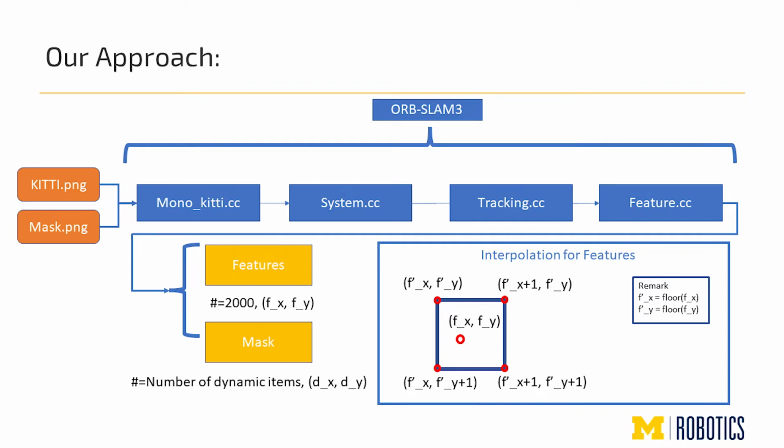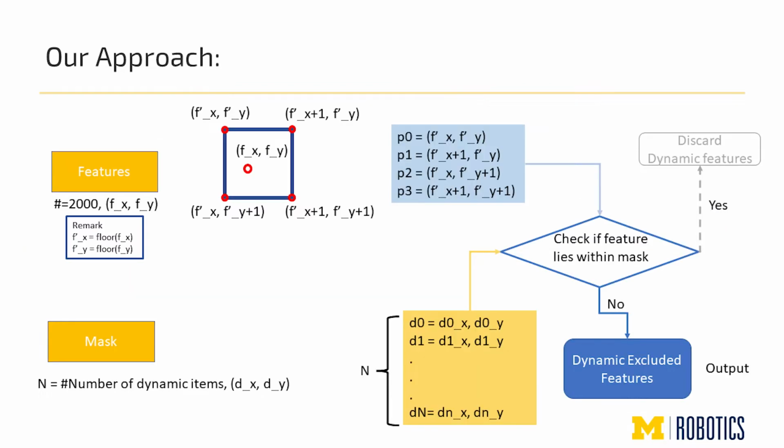ORB-SLAM3 uses features generated in the tracking phase to perform localization. Thus, we propagate our masks into the feature module of the implementation. The location of our features is described as 2D real-numbered coordinates. For wider coverage and indexing purposes, we interpolate these features to the 4 surrounding integer coordinates.